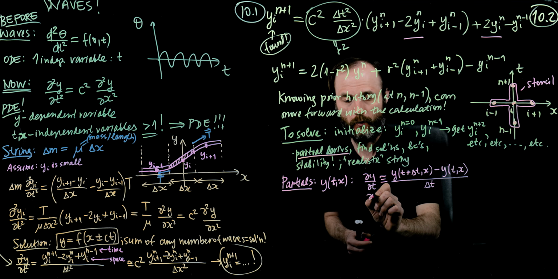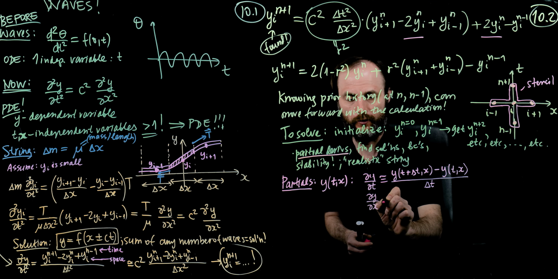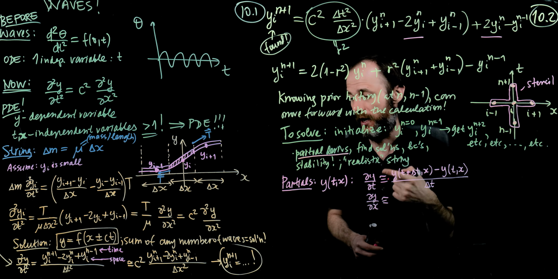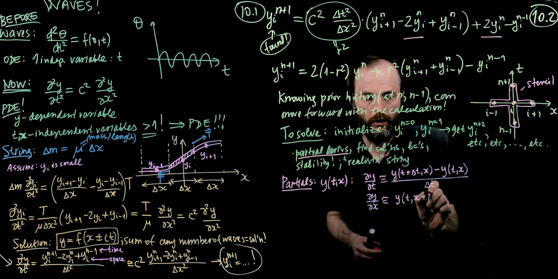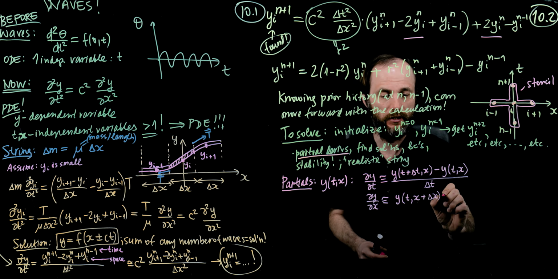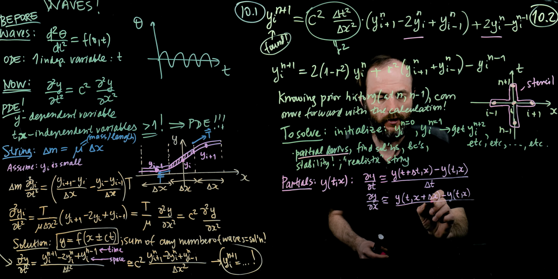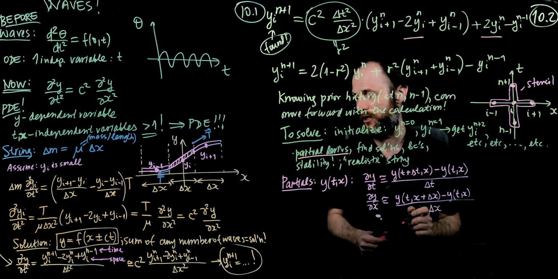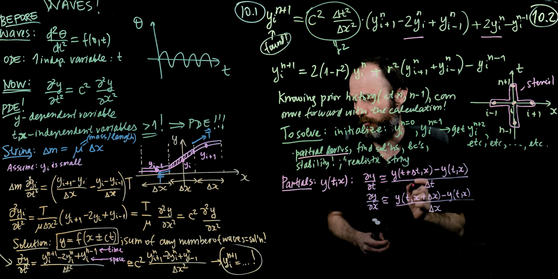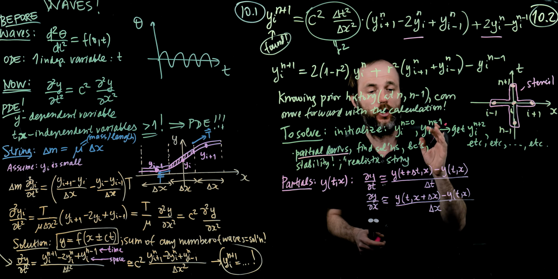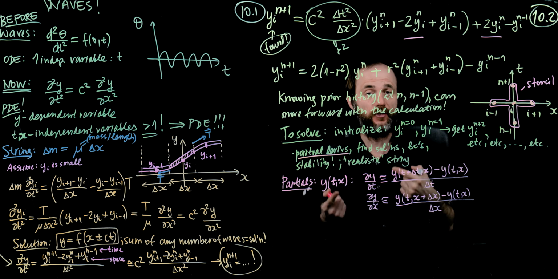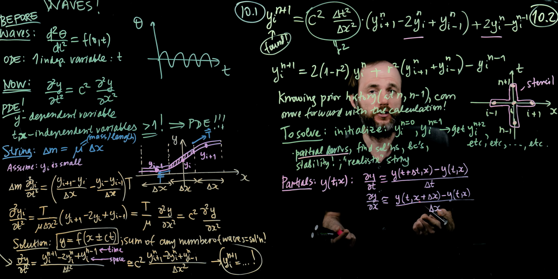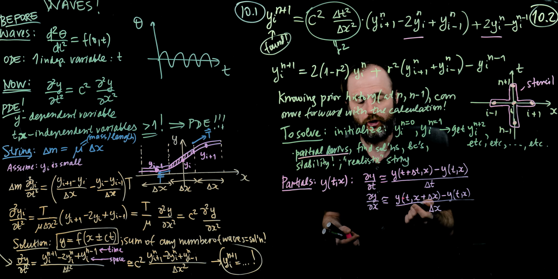The same way we can define the spatial derivative, where dy/dx is going to be y of t, evaluated at x plus delta x, minus y of t, x, divided by delta x. So these are the partial derivatives. Now that we are armed with the definition of partial derivatives, we can move on and figure out how to find solutions to these partial differential equations.